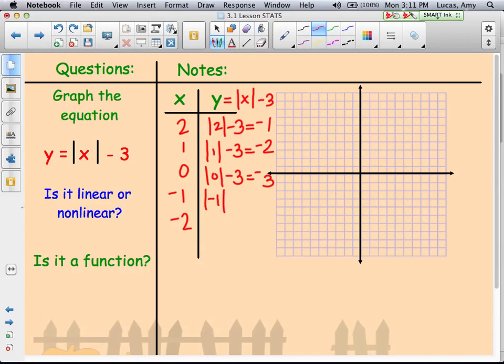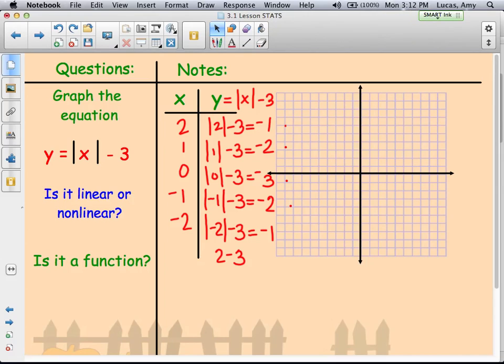Now the negative numbers. What happens when we plug in these negative numbers? The absolute value of negative 1 is positive 1. So 1 minus 3 is negative 2 again. You might have been thinking there was a pattern here for y. Negative 1, negative 2, negative 3. Maybe you were expecting a negative 4. But it's not. It's back to negative 2 again. And the last one, absolute value of negative 2 is 2. Minus 3, negative 1 again.